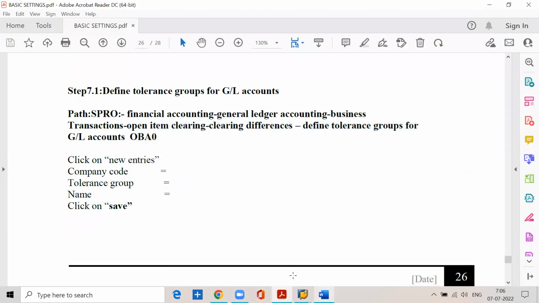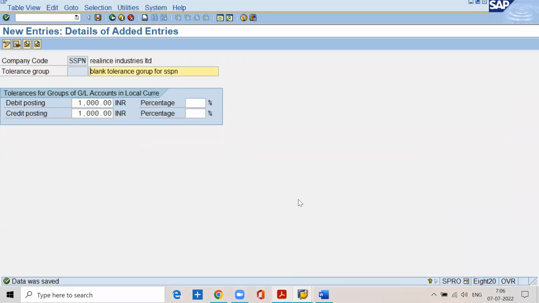See, normally we assign the tolerance group in every GL account master record, right? But sometimes if you don't assign any tolerance group to any GL account, then the values, this 1000 is applicable to the balances in that GL account.